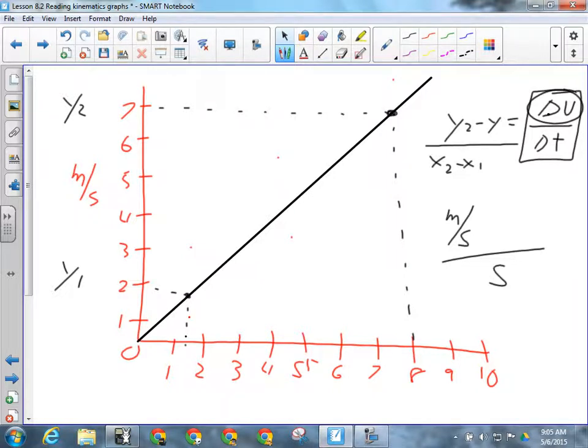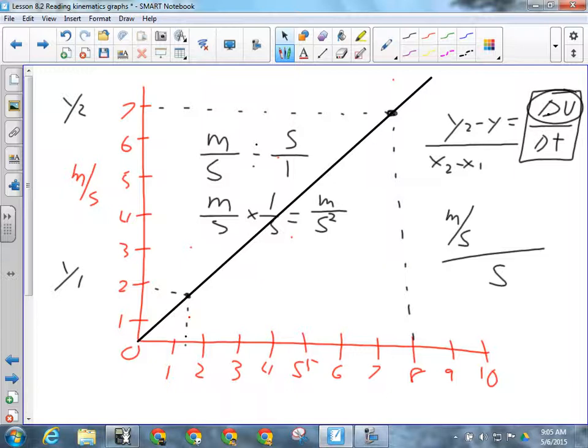Okay, now, seconds don't cancel here, right? Because if you remember how you do fractions, meters per second divided by seconds means you've got to reciprocate and multiply. So you're actually doing this: meters per second times 1 over seconds. That gives me meters per second. What's seconds times seconds? Seconds squared.